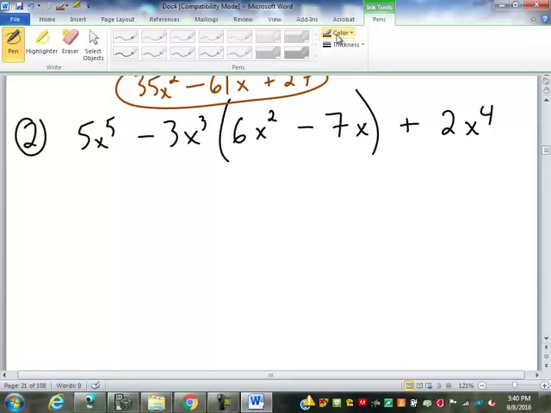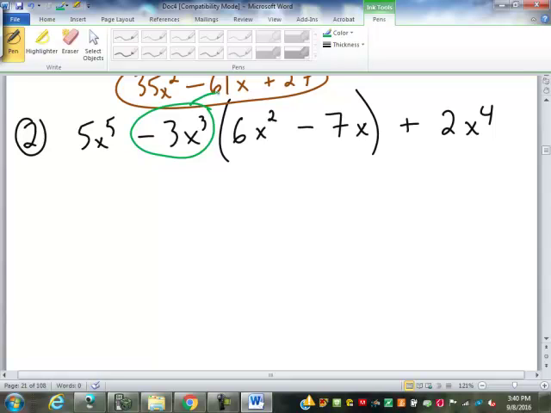The second problem here is a similar task. We have parentheses again, so it draws us in. Is there anything we can do inside those parentheses? Okay, no, there's not. Does anything need to be done to the parentheses? Yes, it's being multiplied by what? A negative 3x to the third.